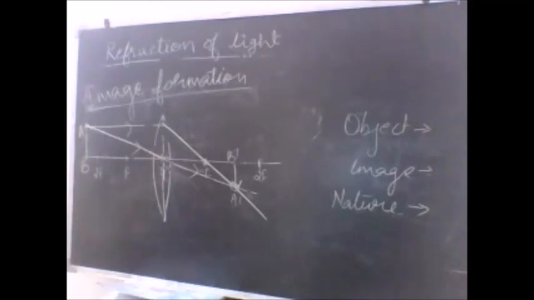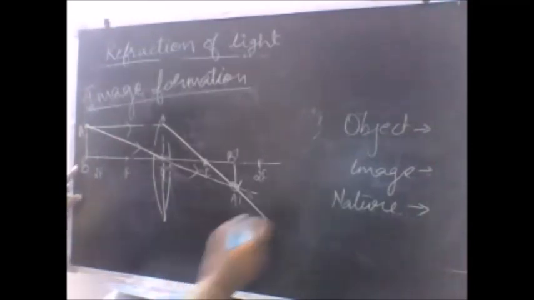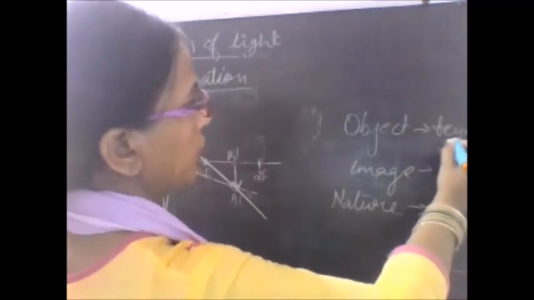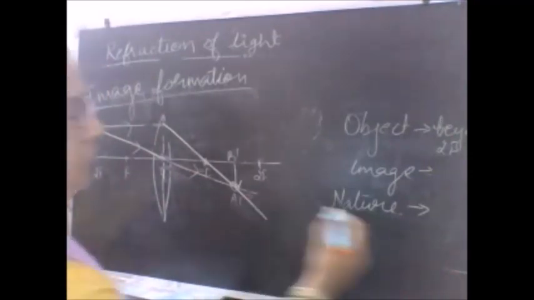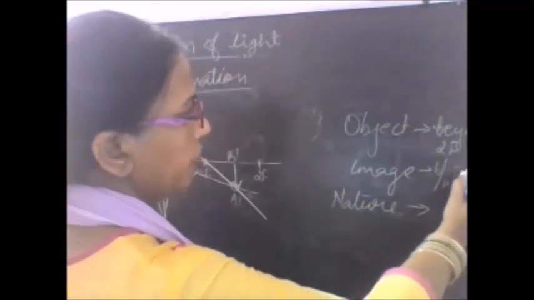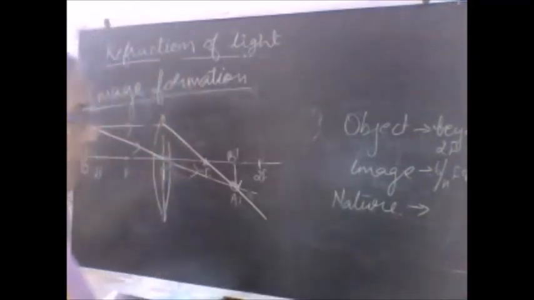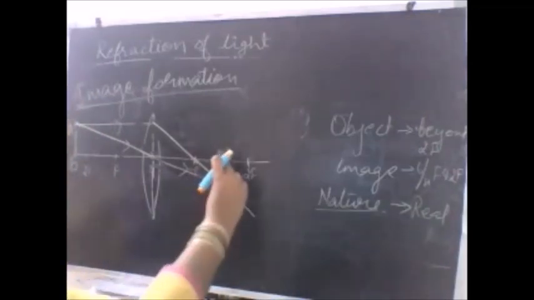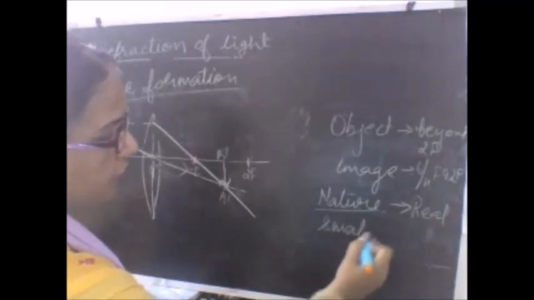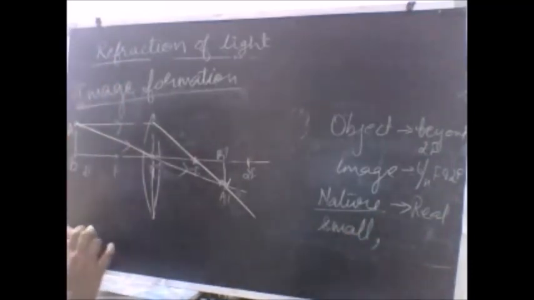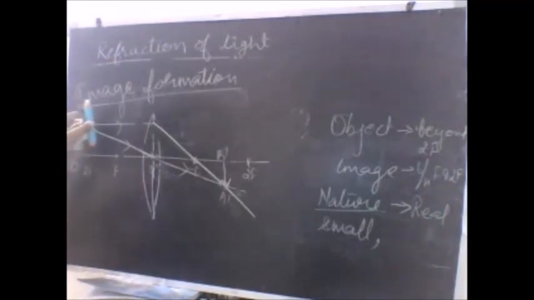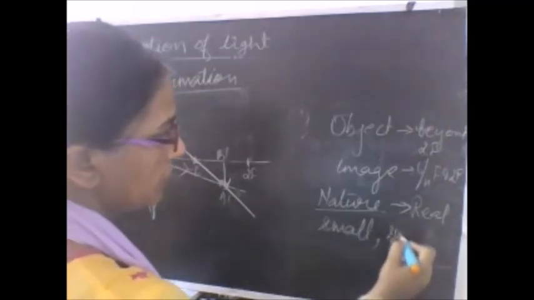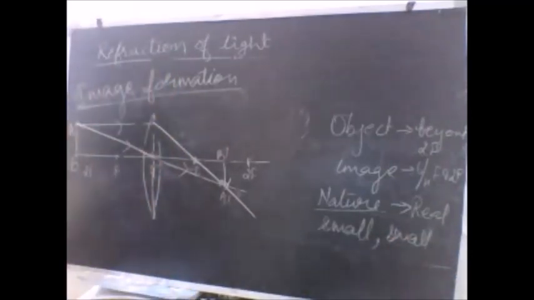So let us collect the details. Where was the object kept? It was kept beyond 2f. Where is the image formed? The image is formed between f and 2f. So the nature of the image is it is real, and it is small, and erect or inverted? This is inverted here. The object was like this, held above the principal axis, and the image is formed below the principal axis. So the image formed is small.